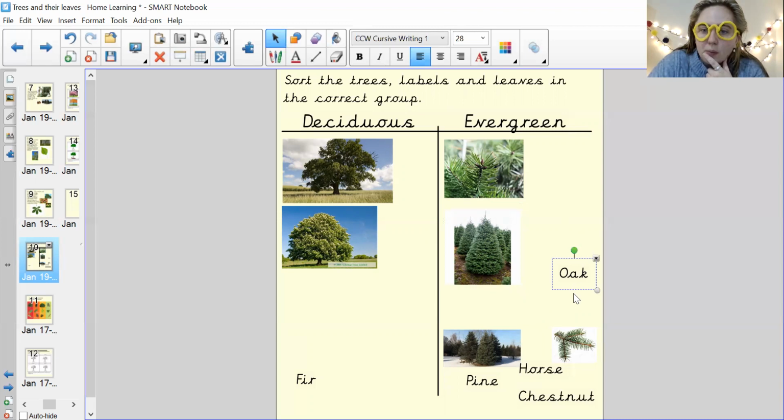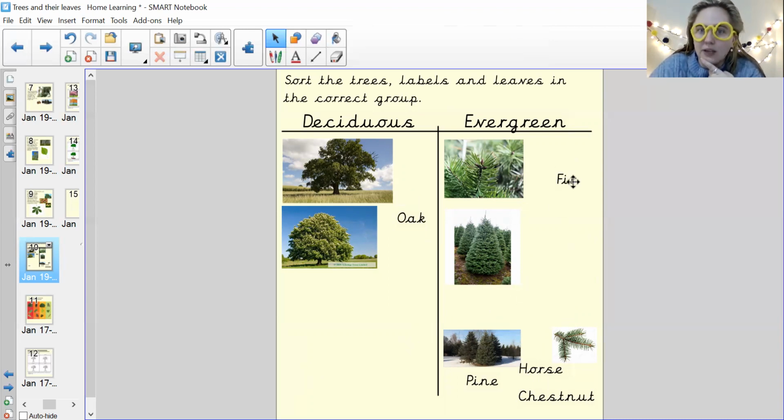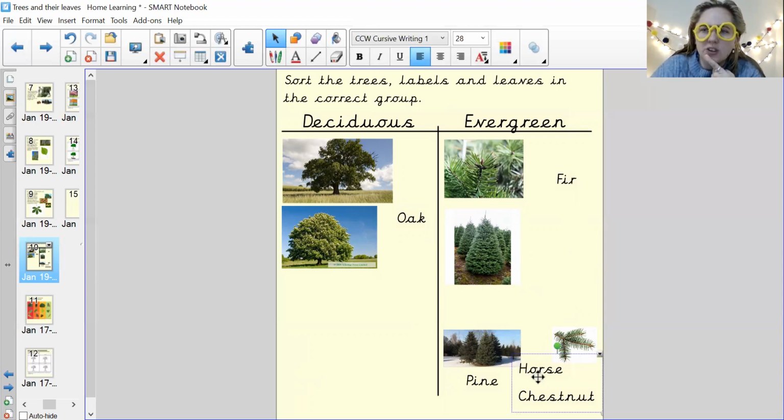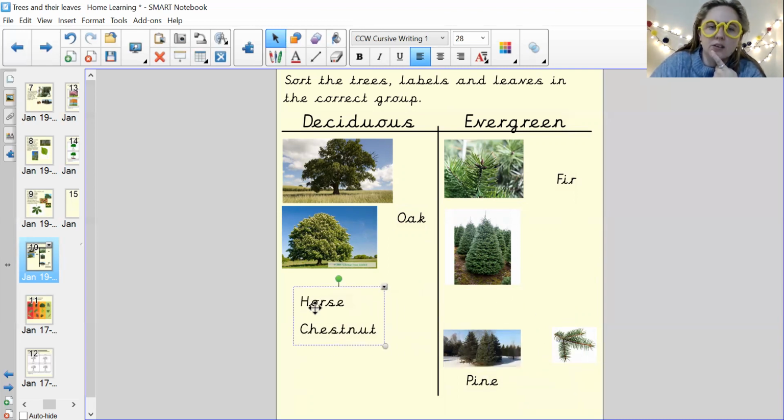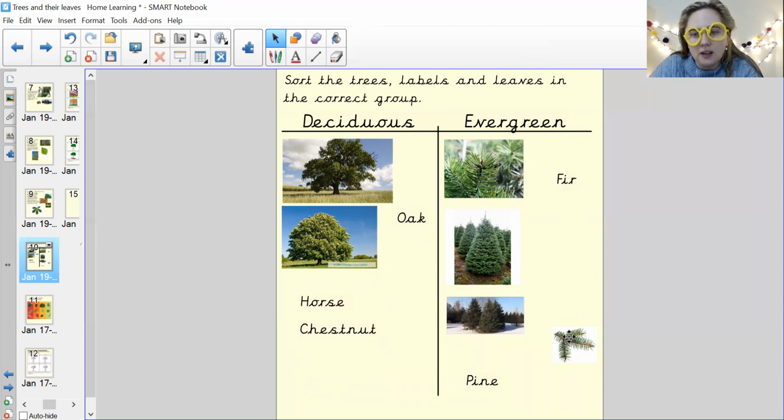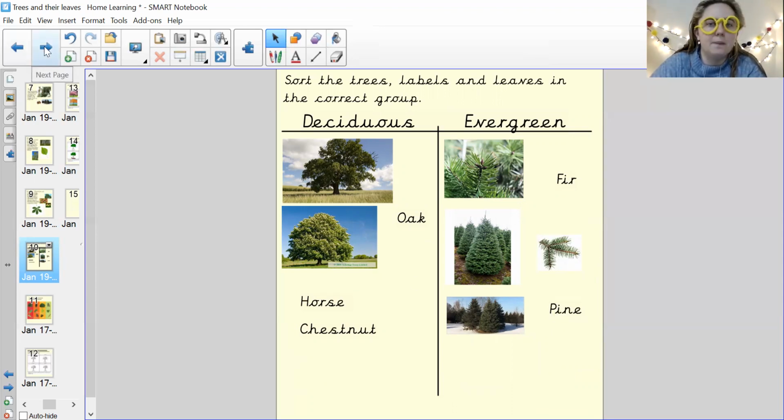Okay, can you remember this word says oak? Was an oak tree deciduous or evergreen? It was deciduous, well done. How about a fir tree? Evergreen, good. How about a horse chestnut tree? Do you remember? We just looked at that one. Fantastic, well done. Horse chestnut tree is deciduous. Oh, and look, these spiky small leaves are already in the right place in the evergreen section. Okay.